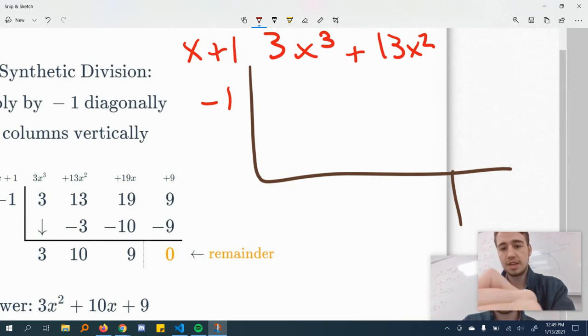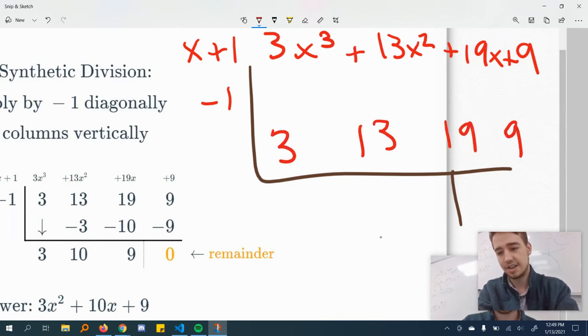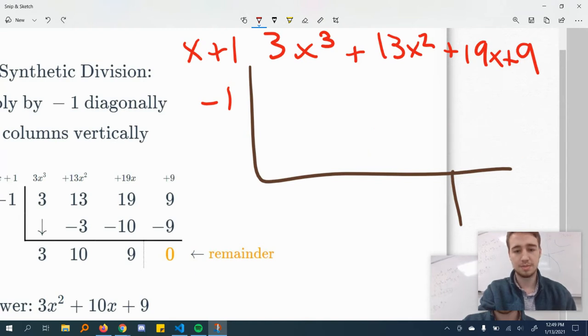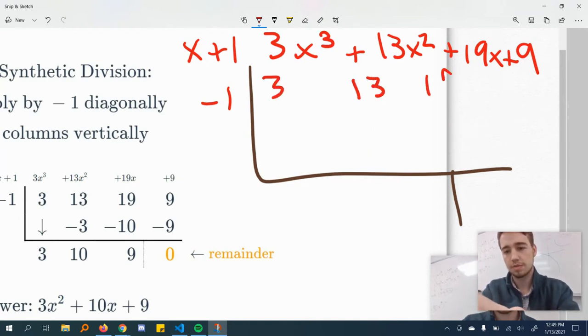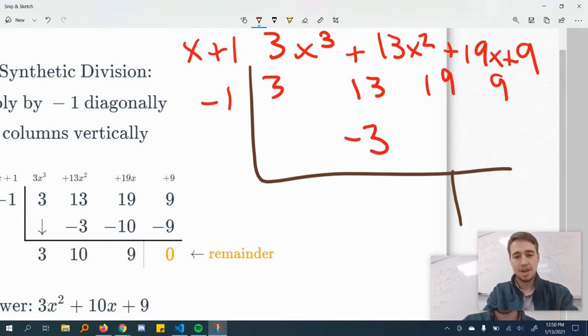And then 19x plus 9. And we get 3, 13, 19, 9 right here. Oh, my mistake. I should write these up here. And now what we're going to do is multiply. Actually, the first thing we need to do is just bring the 3 straight down.